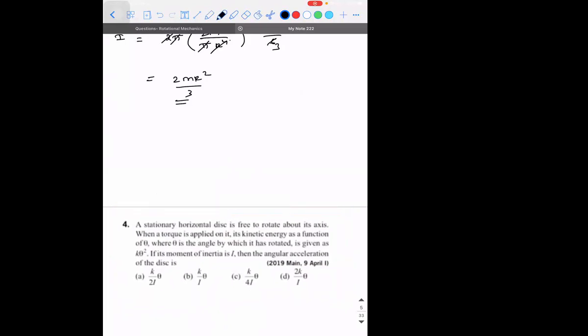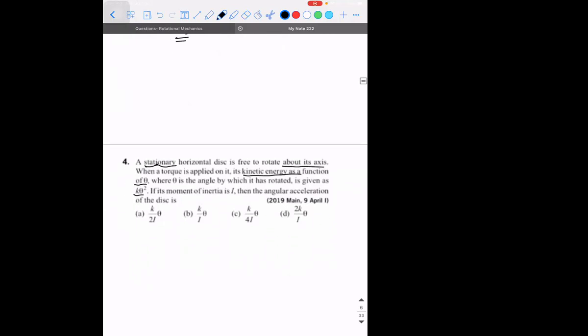Next. A stationary horizontal disk is free to rotate about its axis. When a torque is applied on it, its kinetic energy as a function of theta, where theta is the angle by which it has rotated, is given as k theta square. If its moment of inertia is I, then what is the angular acceleration of the disk?